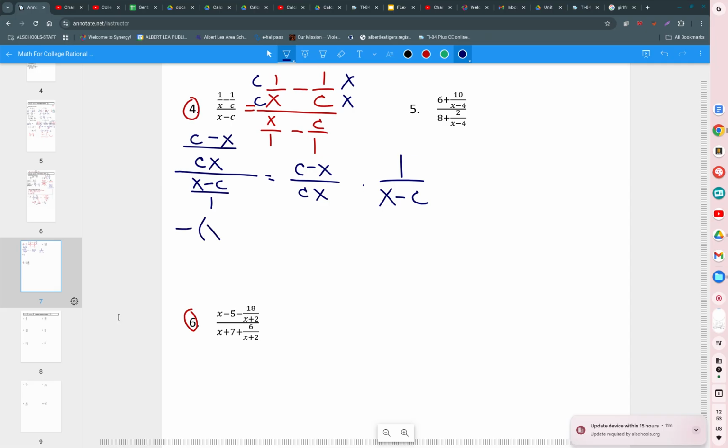This becomes positive x and a negative c over c times x. We talked about factoring out a negative earlier. And then this is still 1 over x minus c. So x minus c and x minus c, those are now the same. So I can reduce those to 1, and I get negative 1 over xc.